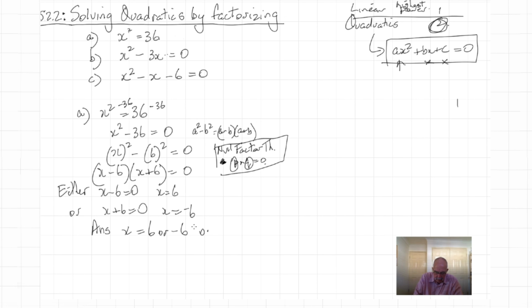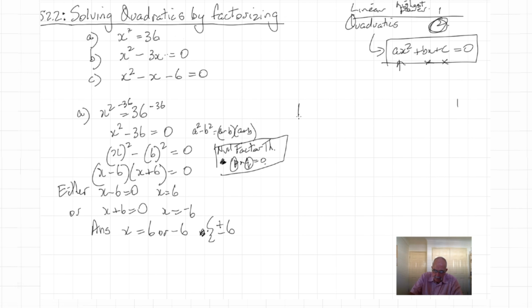Now another way of writing that is plus or minus 6. That means it can be plus 6 or minus 6. That's just another way of writing that. x equals plus or minus 6.